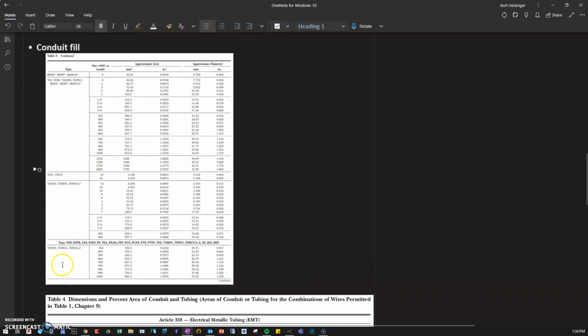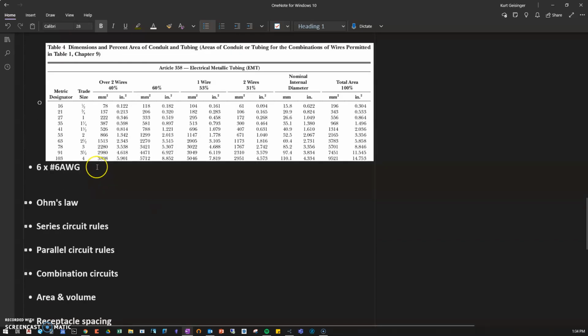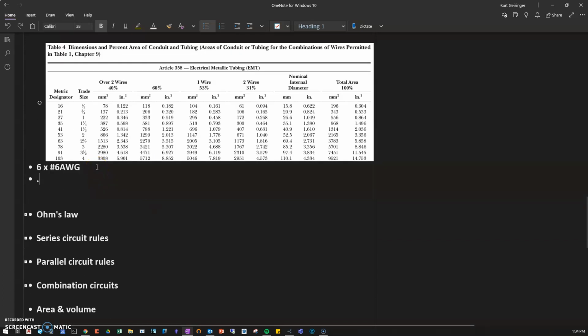So I'm going to come up here to look at the THHN section. I'm going to find my number 6s. I'm going to say how many square inches is one number 6 good for? Or how many square inches does it take up? And the answer is 0.0507 from the table here. So I'm going to say 0.0507 times 6, because I have 6 of these. It's going to take 0.3042 square inches to contain all of that.